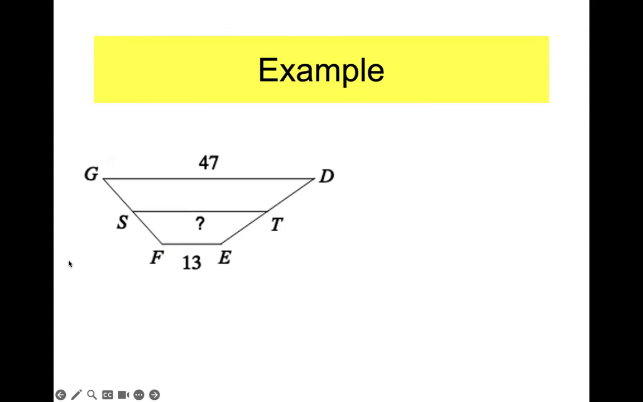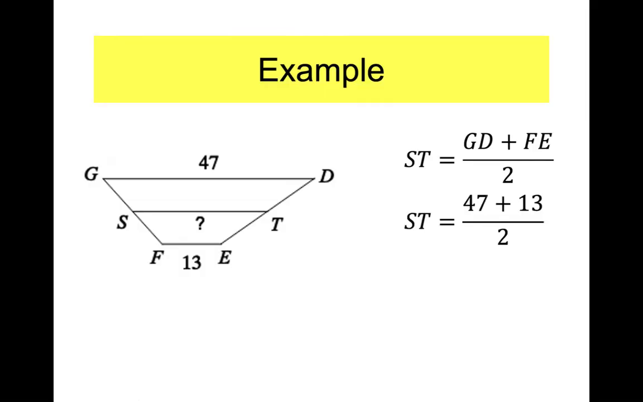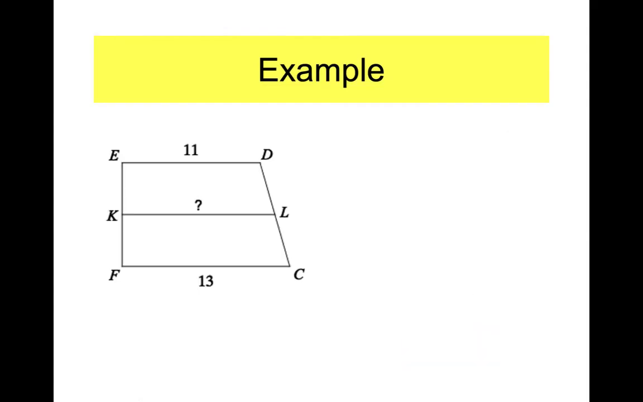Okay, so let's see. From the previous theorem, the median is equal to 1/2 of the sum of the two bases. That would mean that ST is equal to GD plus FE divided by 2. GD is 47, FE is 13. That gives us 60. 60 divided by 2 is 30. This is not a very challenging thing to do. It only becomes challenging when there are not numbers, but variable expressions. We'll do one of those as well.